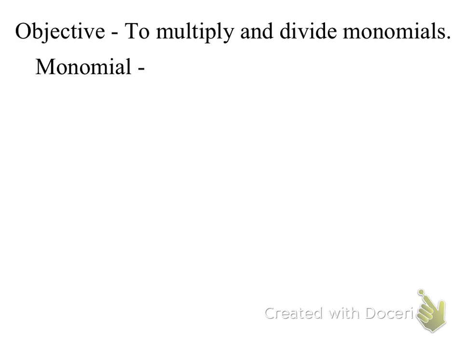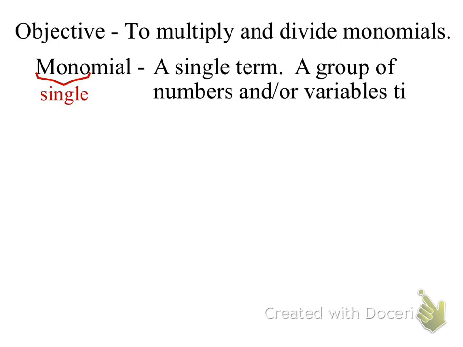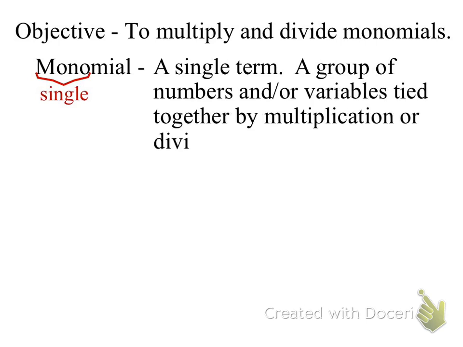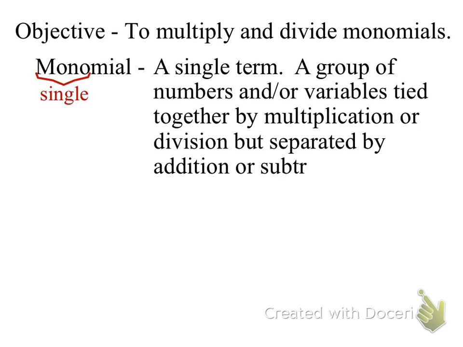So a monomial is a single term, a group of numbers and or variables tied together by multiplication or division, but separated by addition or subtraction. So a term is a number, right? Notice it says and or. It could just be a number. It could just be a variable. It could be both tied together by multiplication or division. We know that the term is over when it's separated by addition or subtraction. Here are some examples.